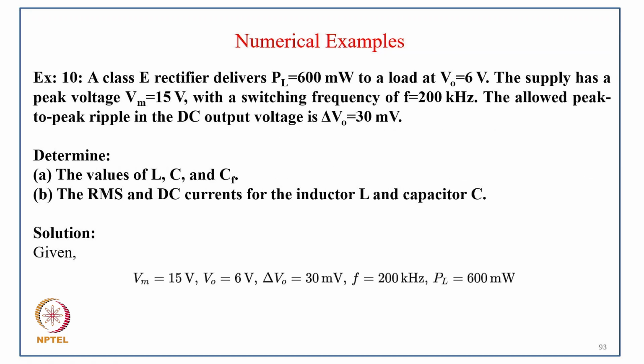Now coming to example 10, a class C rectifier delivers PL equal to 600 milliwatt to a load at V equal to 6 volt. The supply has a peak voltage Vm equal to 15 volt with a switching frequency of 200 kilohertz. The allowed peak to peak ripple in the DC output voltage is delta V equal to 30 millivolt. So determine the value of L, C and CF and the RMS and DC current for the inductor and capacitor. So given Vm equal to 15 volt, V0 equal to 6 volt, delta V 30 millivolt, F equal to 200 kilohertz and PL equal to 600 milliwatt.